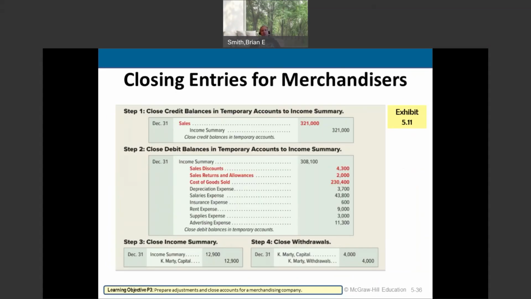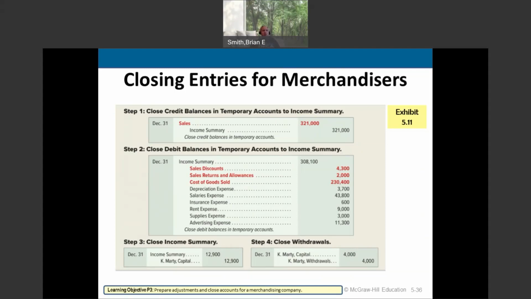We're going to debit sales and credit income summary. We're going to debit income summary and credit all the expenses, including sales discounts, sales returns and allowances, cost of goods sold, depreciation expense. All these are going to be a credit. We're going to close the income summary to the owner's capital account, and then close the withdrawals to the capital account.